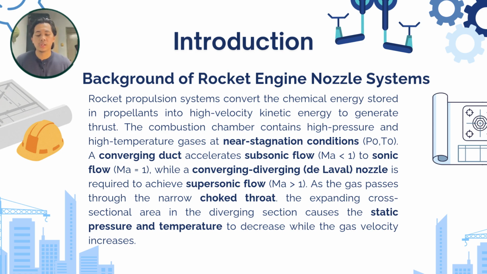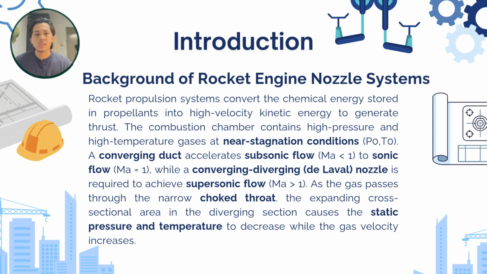So to kick off the introduction, let's look at the background of the rocket engine nozzle system. Rocket propulsion systems fundamentally work by converting the chemical energy stored in propellants into high velocity kinetic energy, which will generate the thrust. Inside the combustion chamber, high pressure and high temperature gases exist at near stagnation conditions, represented by P naught and T naught.